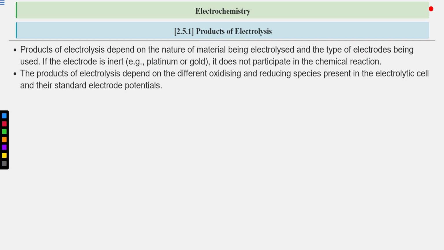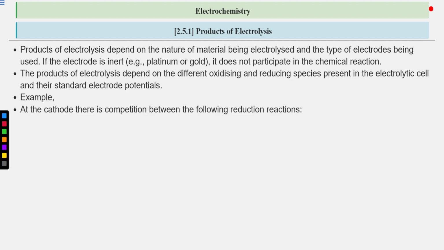The products of the electrolysis will depend upon the different oxidizing and reducing species which are present in the electrolytic cell and their standard reduction potentials. For example, at the cathode, there is a competition between the following reduction reactions. This is the first reaction: sodium ion gaining 1 electron becomes sodium neutral. The standard reduction potential for this is minus 2.71 volt.